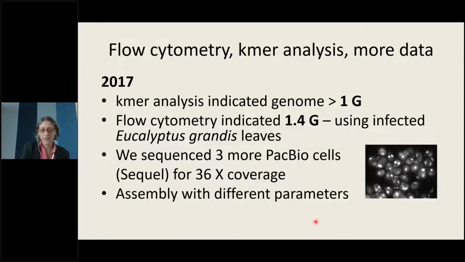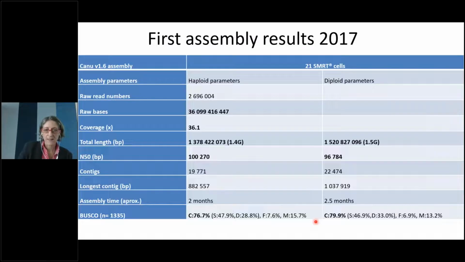So we sort of think at this point, right, we're dealing with something a bit bigger. And so we sequenced 3 more PacBio cells, and we got 36 times coverage. This time we're on the next generation, the PacBio Sequel, and I assembled that. The first assembly results were in 2017 using that 36 times coverage with long reads. Using haploid parameters, so this is just collapsing to a haploid genome, I got around a 1.4 gig genome, 76.7% complete.